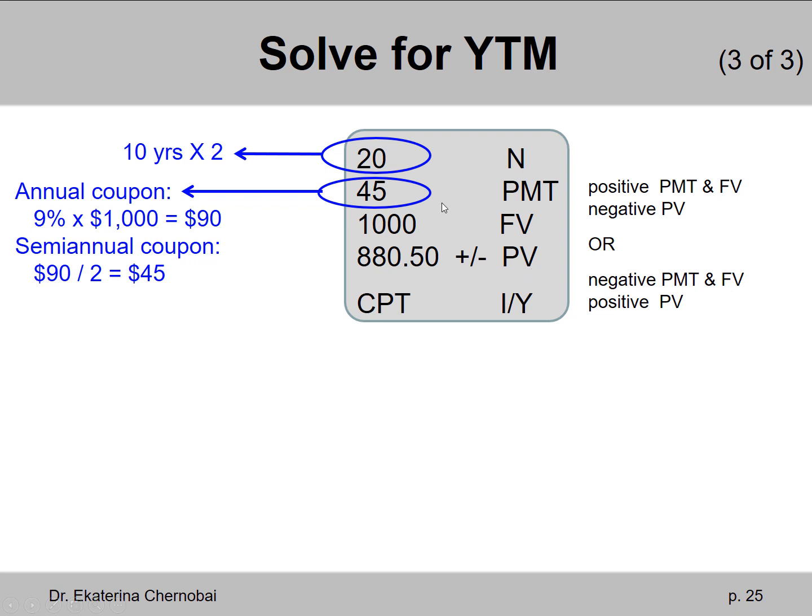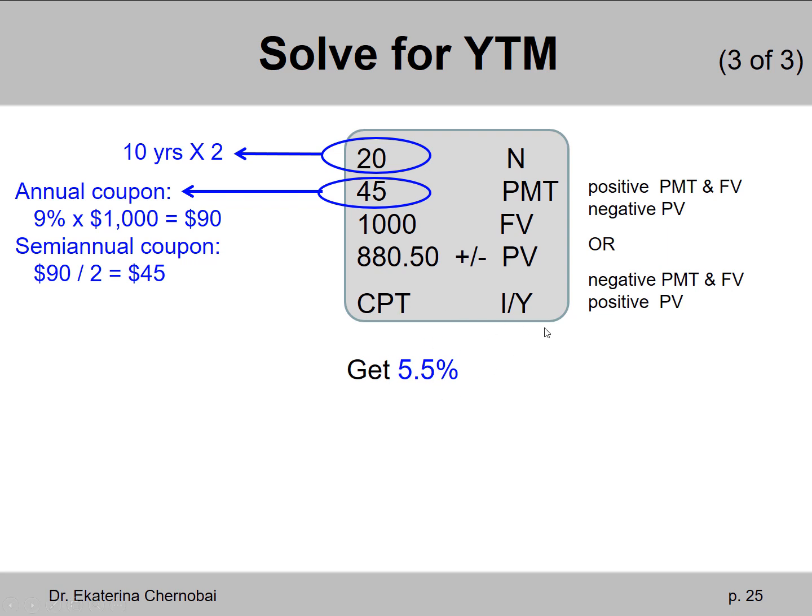For example, the way I put my signs here is I left both PMT and the future value, which are both in the future, as positive, and I changed the sign to a negative for the present value. But you can also do it the other way around. When you do that, you will get 5.5%. It looks like this is our answer, right?